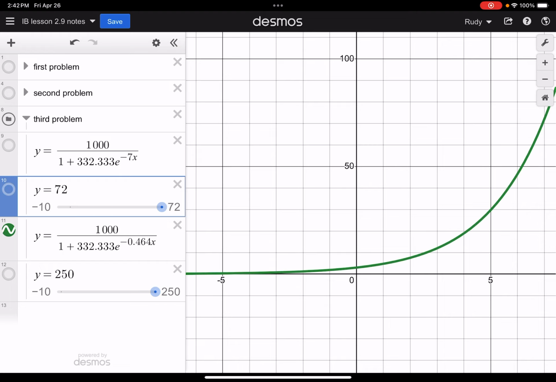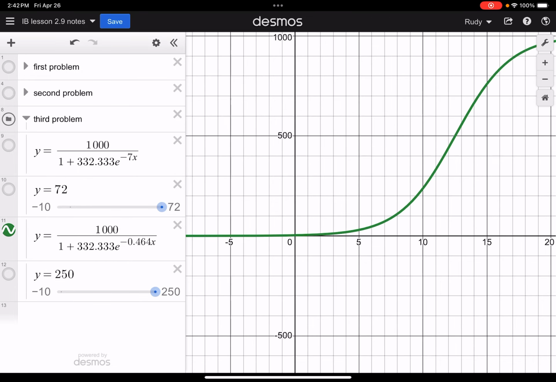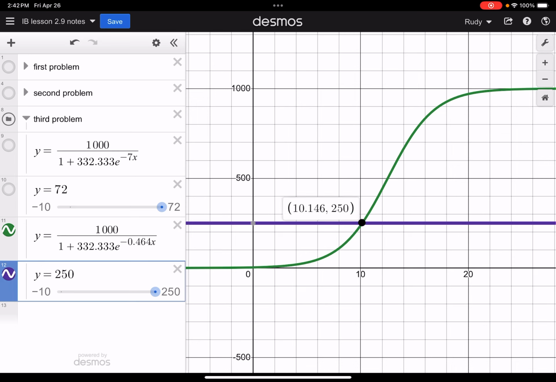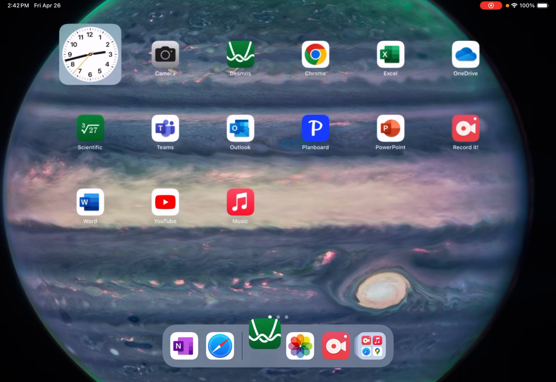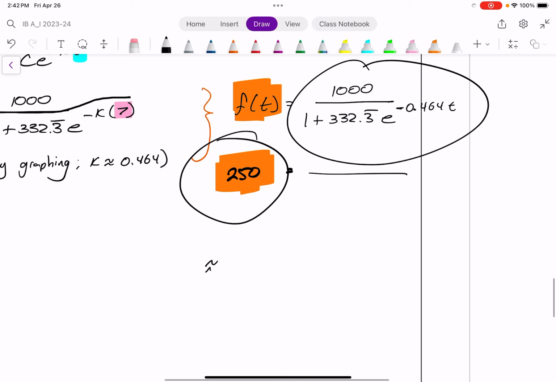Here is the graph of my logistic model. Let me adjust my window settings here so that it's a bit more appropriate for what we're seeing. This is showing me the growth of this flu, this virus around the school. Here's 1/4 of the school population, 250, and they intersect at just past 10 days. So approximately 10 days, according to this model, 1/4 of the school's population will have contracted this flu. So again, approximately 10 days.